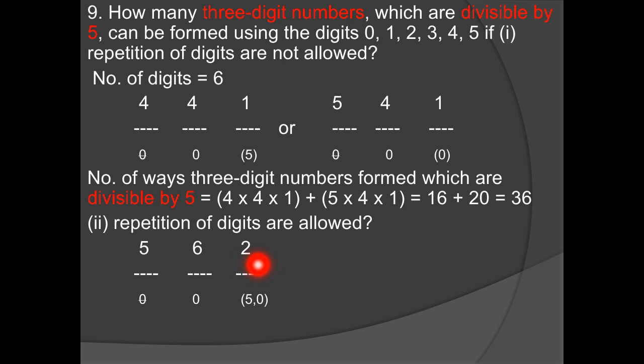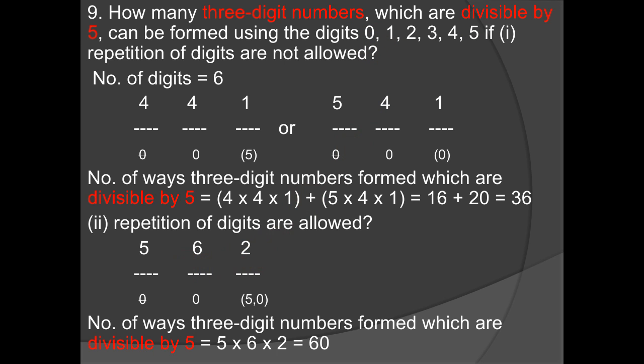So for the remaining places we have 5 numbers, isn't it? In this place we know that 0 cannot be included. Since repetition of digits is allowed, we can place 0 to 5, any numbers, but 0 cannot be allowed here. So we can place 1, 2, 3, 4 or 5. So 5 possibilities. Now in this place you can place any numbers from 0 to 5, so totally 6 possibilities. So the number of ways 3-digit numbers can be formed which are divisible by 5 with repetition allowed is 5 into 6 into 2, which is 60.